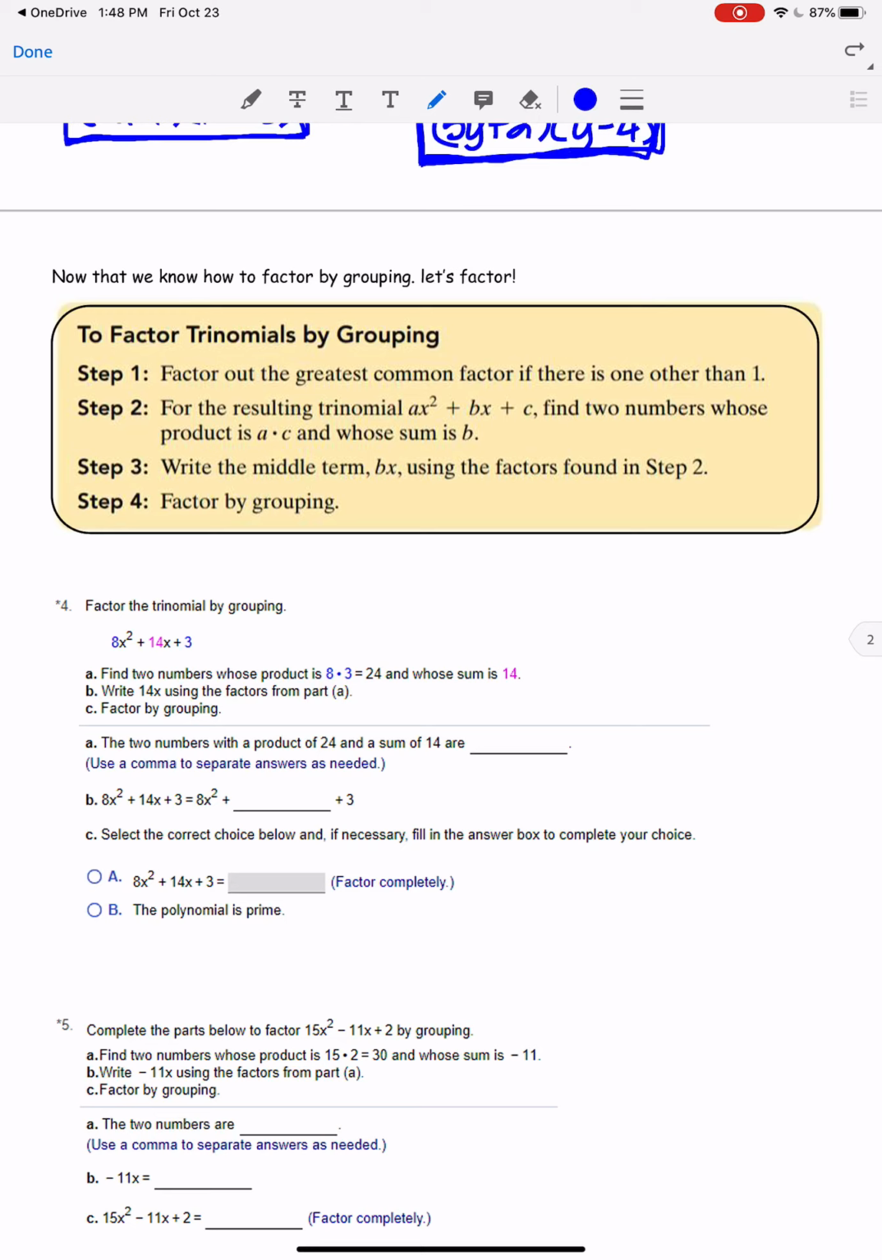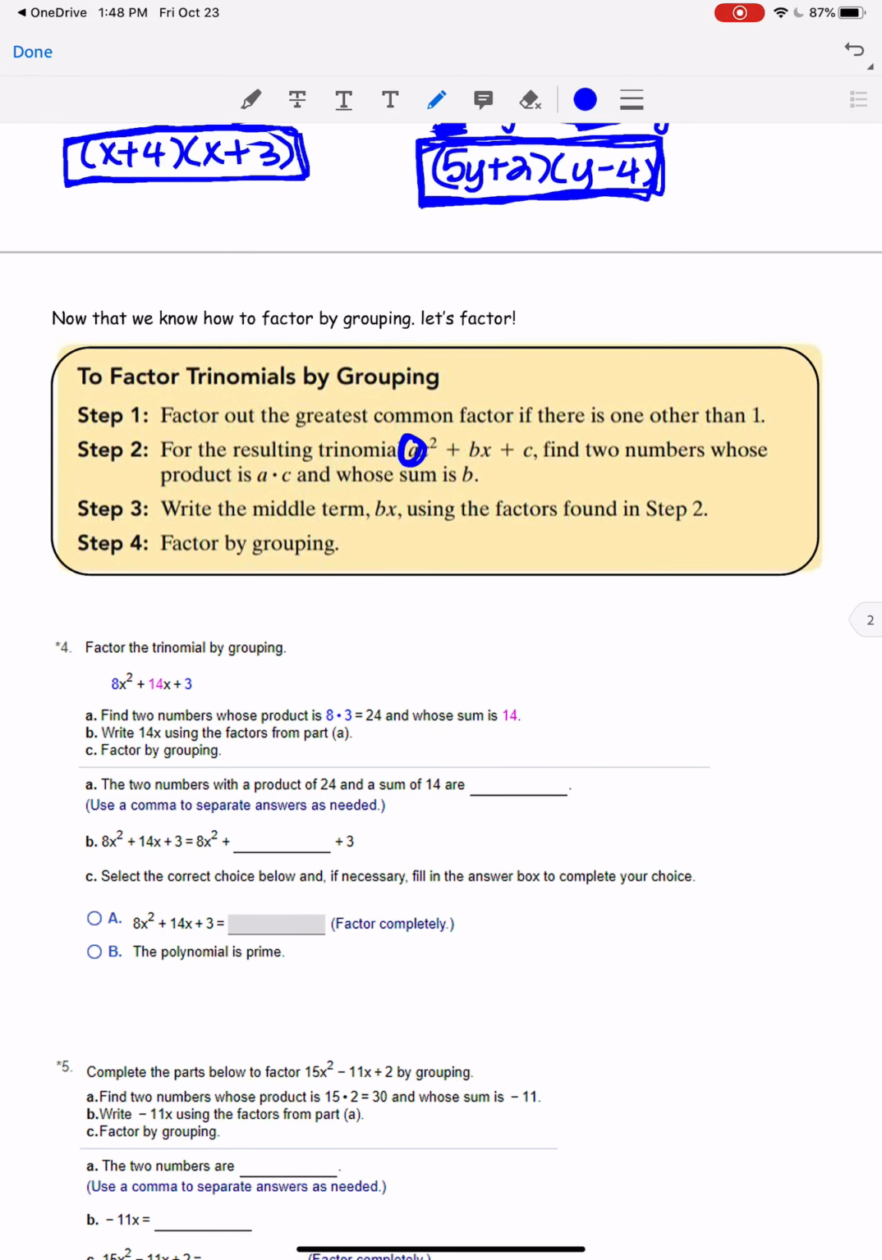Step 2, for the resulting trinomial, now we have an a here. Ax squared plus bx plus c, find 2 numbers whose product is AC and whose sum is b. We've already done that, right? Our step 2, that's when we go into our x. What is my a times c and my b? What adds up to b and multiplies to AC, and now a is going to be something other than 1.